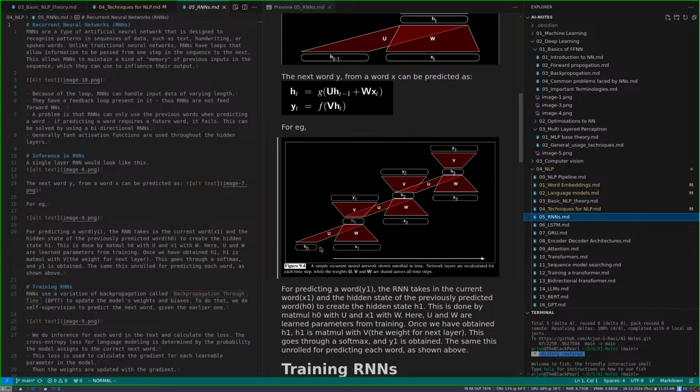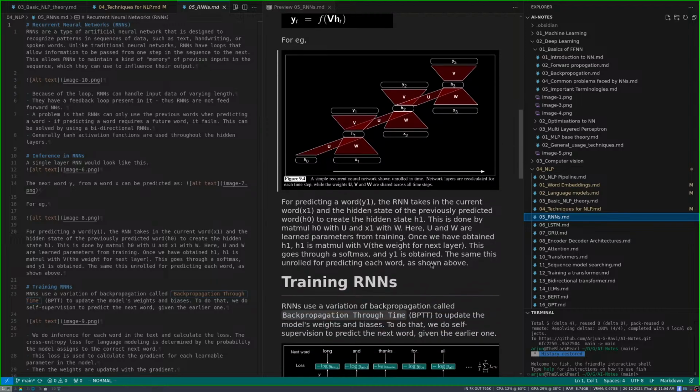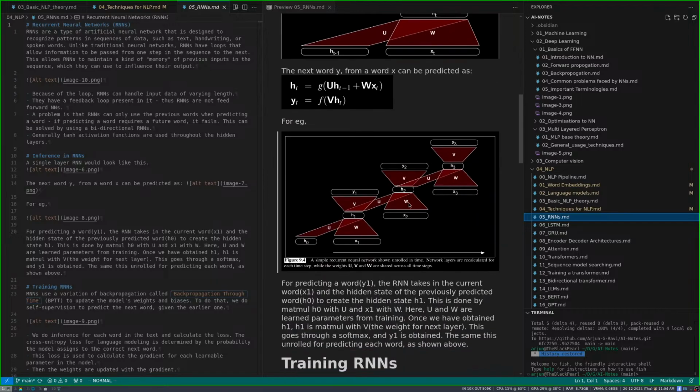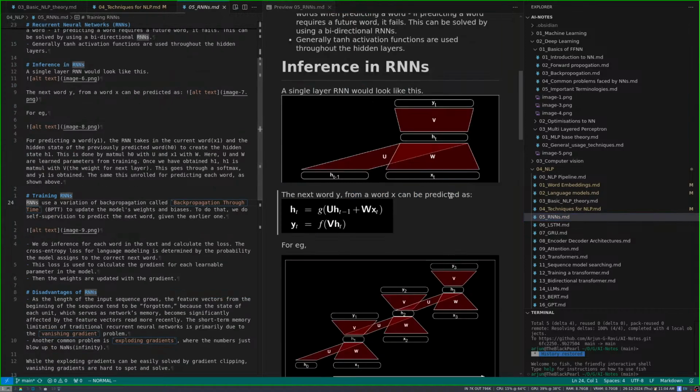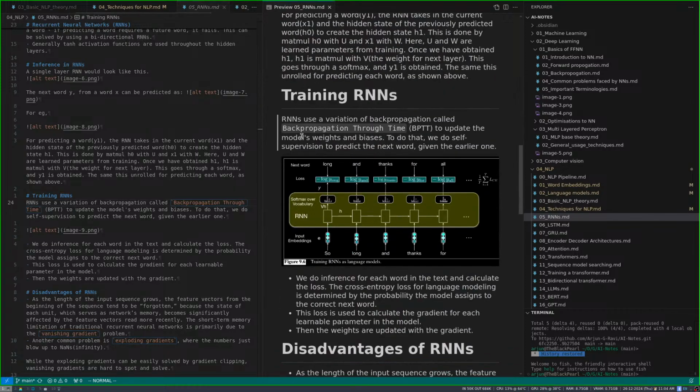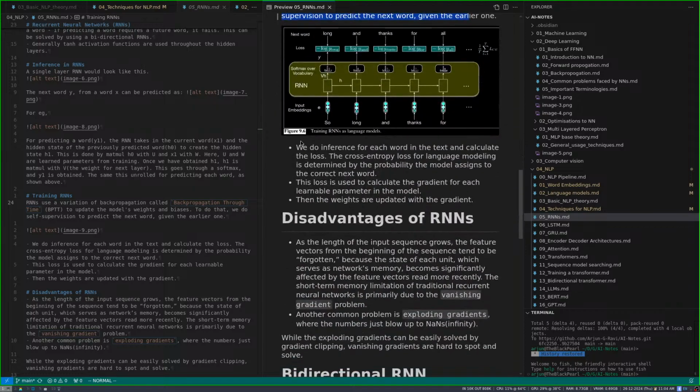This h1 will also take in the h0 from the previous layer. So this will be used here. This will be used here. Thus, the hidden layer will contain information from the current input and also from the hidden layer of the previous input. So we take both of these to produce the output. And that's how inference is done in RNNs. Training: backpropagation through time. That's the coolest name in all of machine learning. To update model weights and biases, we do self-supervision to predict the next word given earlier ones. We do inference for each word in the text.